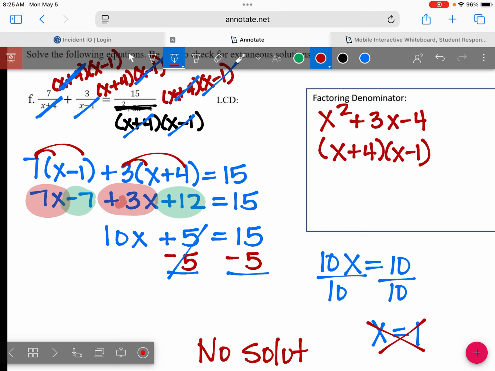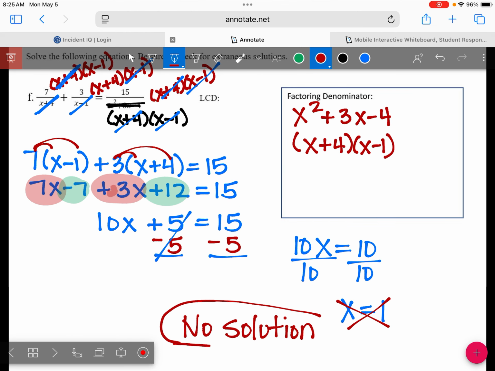If you get an answer that causes your denominator to become 0, we can't use it. We have to throw it out, which means we have nothing. And the reason why, again, is if I put that 1 right here, 1 minus 1 is 0. You cannot divide by 0. That's impossible.